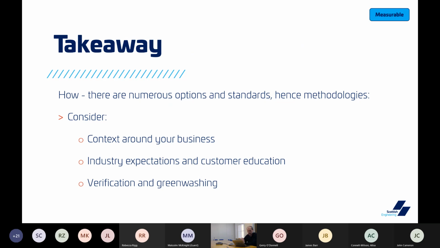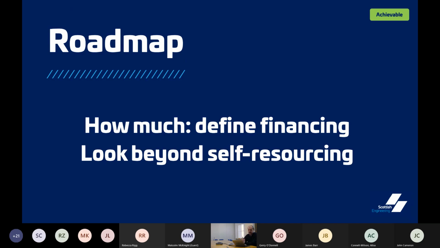And finally, you need to think about verifications and independence and moving away from greenwashing. So that's the takeaway from the measurable piece. Achievable. So look beyond self-resourcing. So it's about the financing, it's about the resourcing, so finance and human.